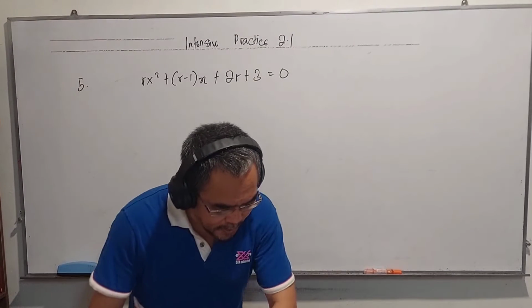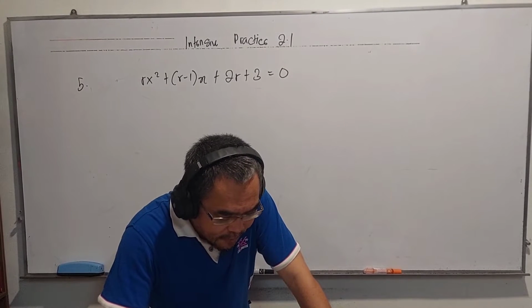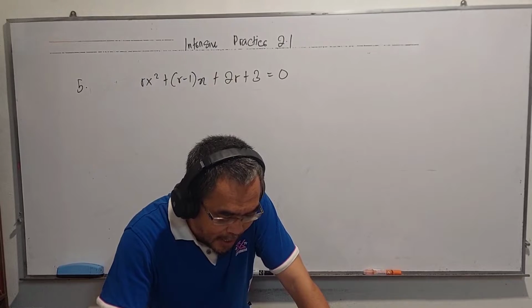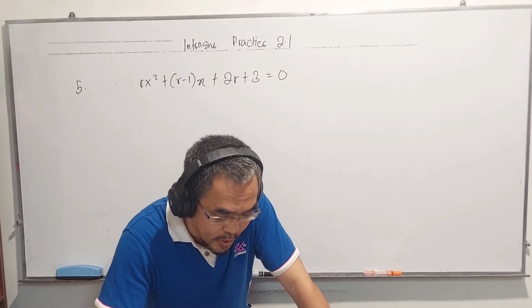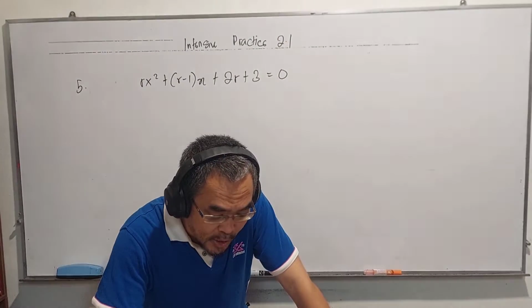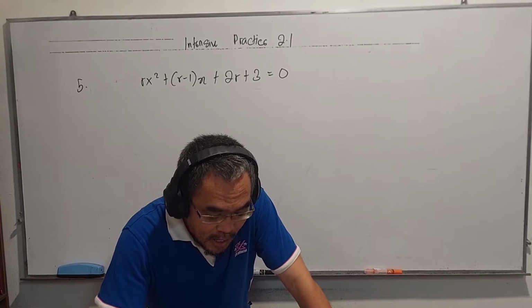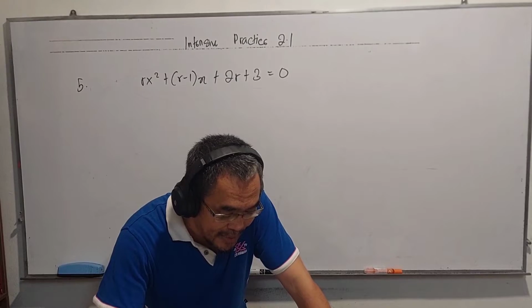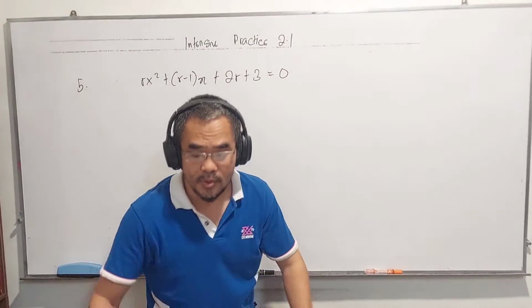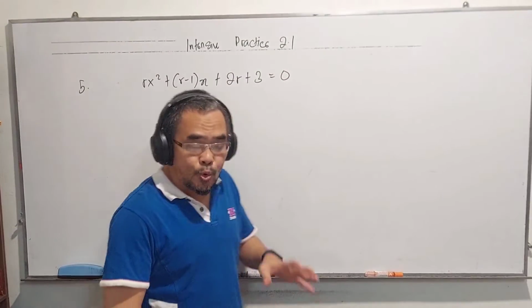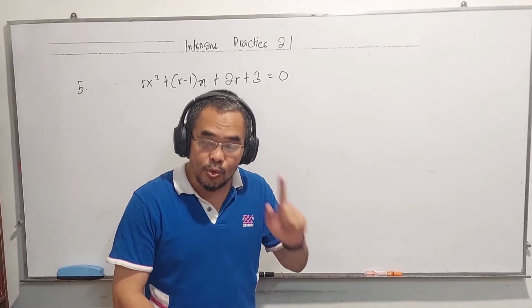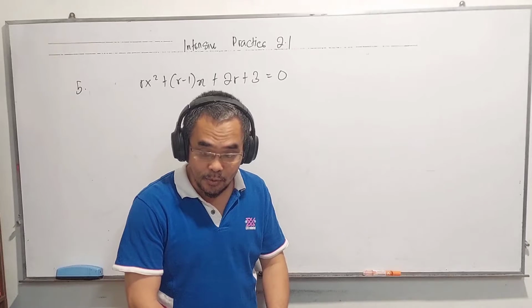Okay, let's begin with question 5a. Given the quadratic equation rx squared plus (r minus 1)x plus 2r plus 3 equals 0, where r is a non-zero integer, find the value of r such that one root is the negative of the other root. In this case, do you know the roots?